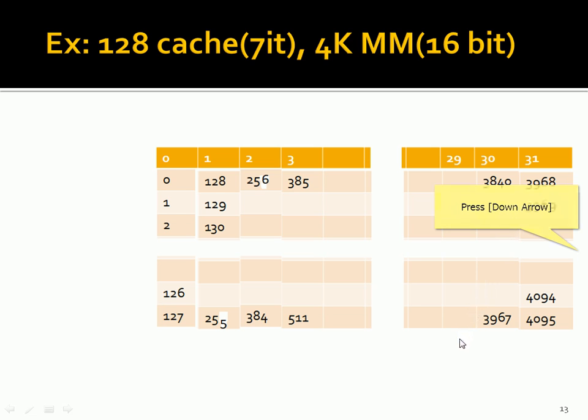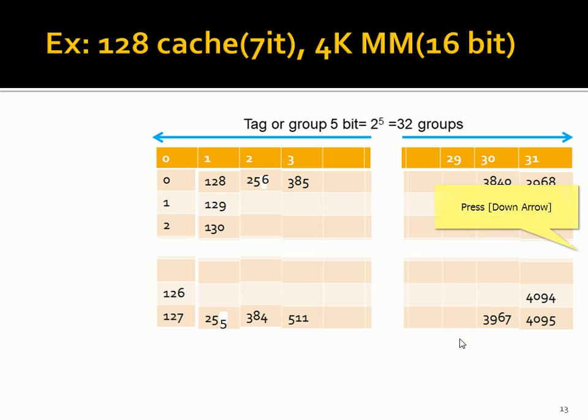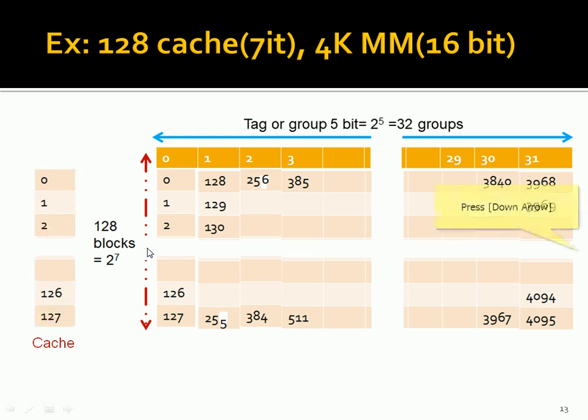So this tag or group is 5 bits, 2 power 5. We have seen that 3 fields are there. The MSB 5 bits are used to identify the groups; 32 groups will be there. We have 128 blocks as cache blocks. So we have a cache memory that has 128 blocks, for which we require 7 bits to identify them. This is the cache memory and this is the entire main memory. So now you understand this layout in a different way.